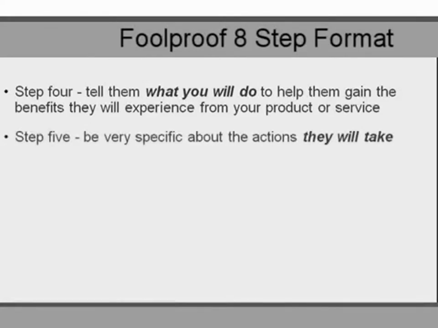Step 5 says to be very specific about the actions they will take. If you fail to specifically direct your prospect in taking the next step, they won't act. And when you do direct them to act, make sure that action is simple and easy to follow. We have all been subjected to confusing and irritating checkout procedures where we tried to order something and then discovered something was amiss in the process. Bottom line, make it super easy for your prospects to become your customers.